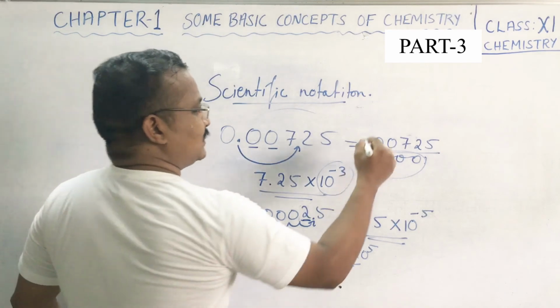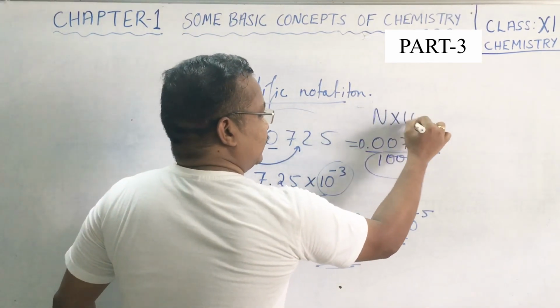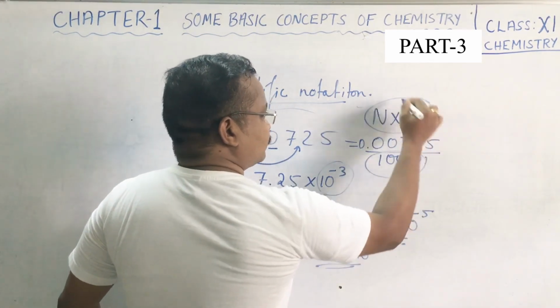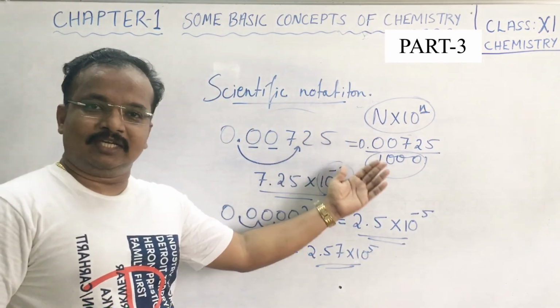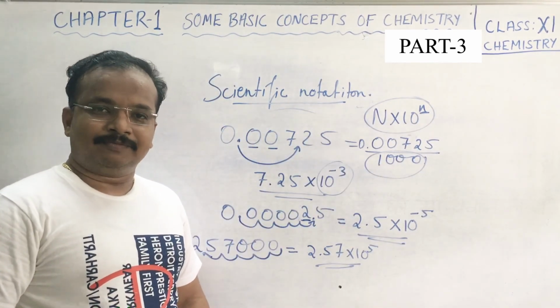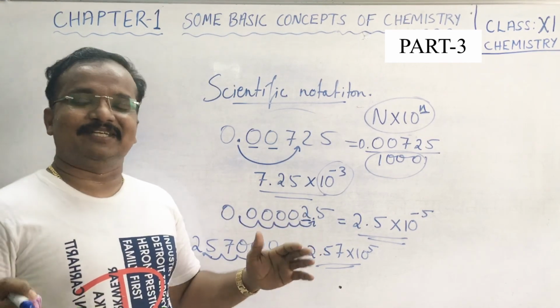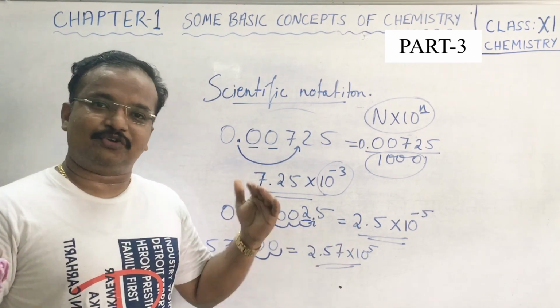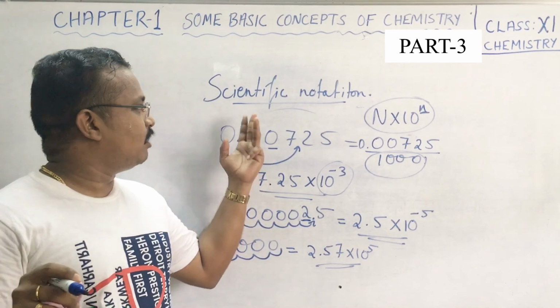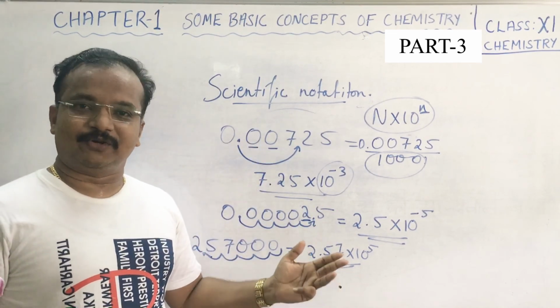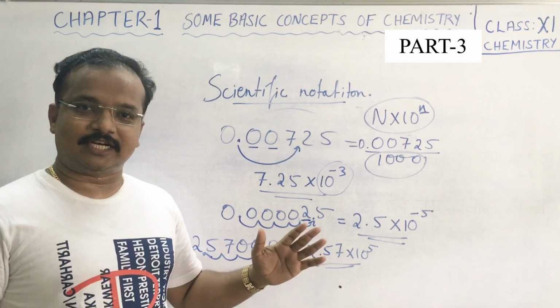You have to write it as N into 10 raised to n. This is the number of tens that is multiplied. Okay, so children, today we have discussed significant figures, how to find the significant figures, then rounding off, and we have also discussed scientific notation. I hope this is understood.